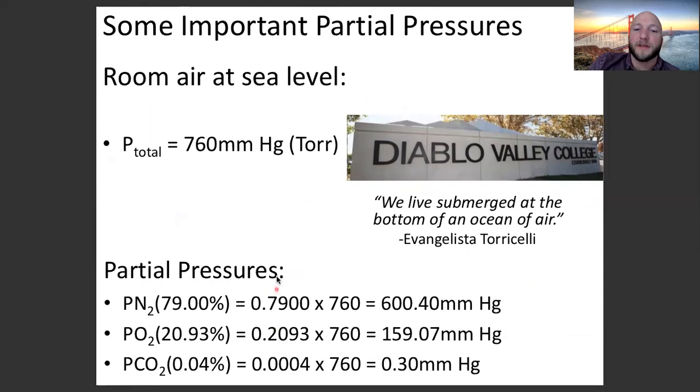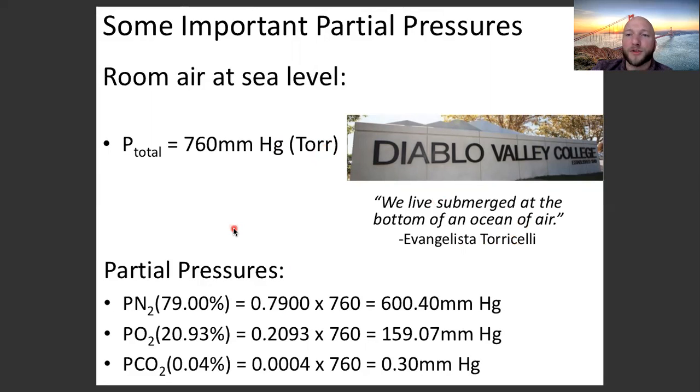So let's practice Dalton's law. We live submerged at the bottom of an ocean of air. Evangelista Torricelli. So this guy, Torricelli, Tor, see the connection? A torr is a unit of pressure. So at sea level, atmospheric pressure is about 760 millimeters of mercury, or about 760 torr. Diablo Valley College is right about sea level. It's maybe 100 to 200 feet above sea level, but it's basically sea level.